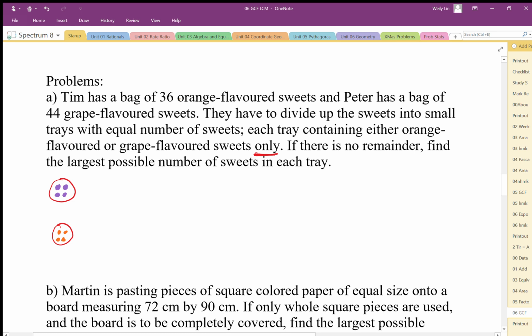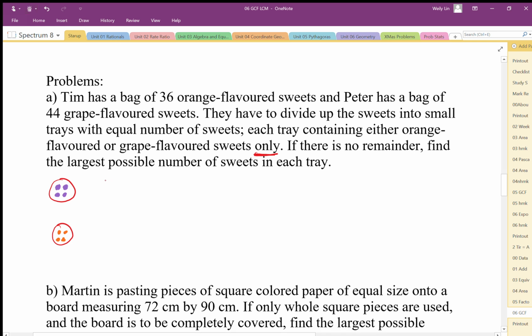7, 8, 9 would work for 36, but not quite for 44. 10, 11. Now, 11 would work for 44, but at this point, it doesn't look like they share another divisor. Okay, so 4 looks to be the greatest common divisor.